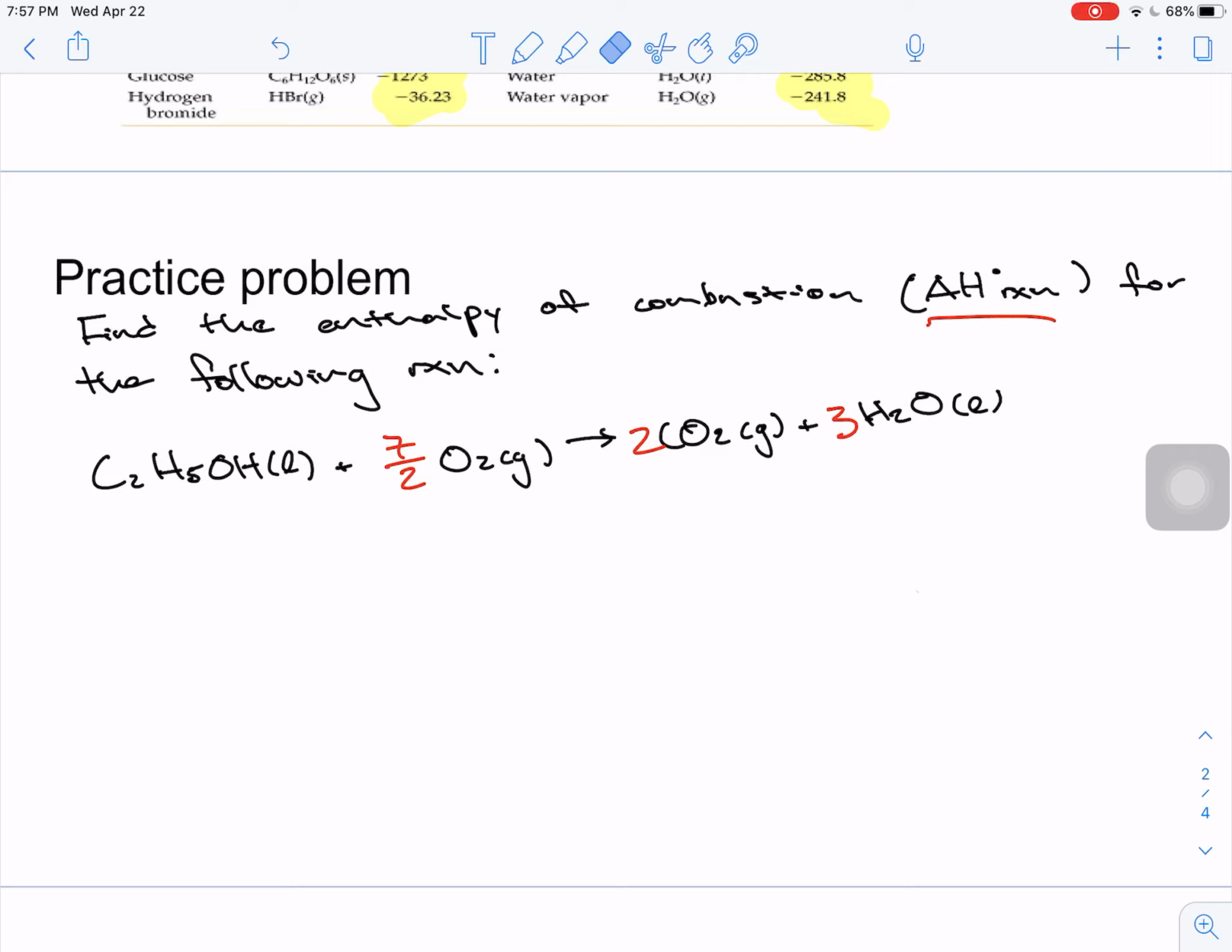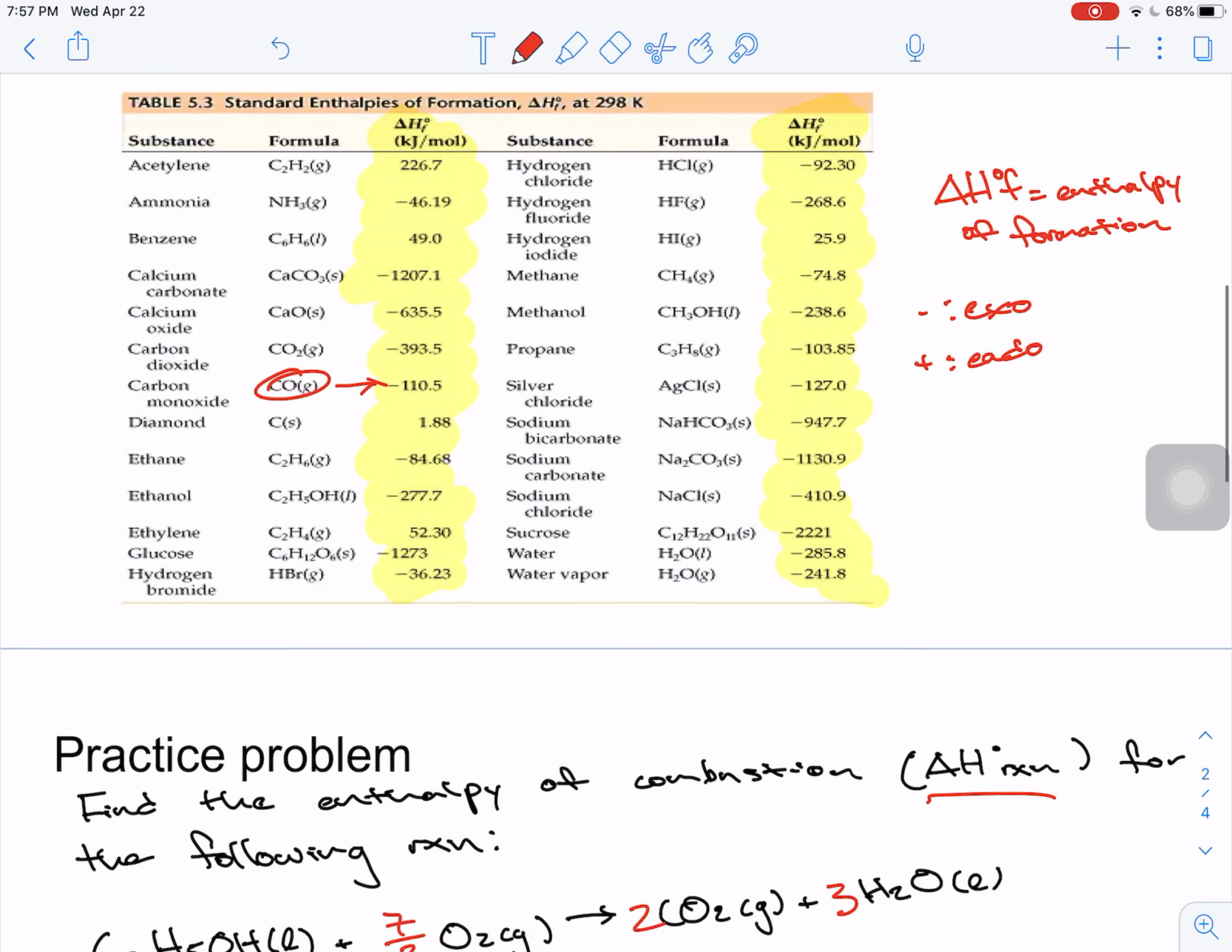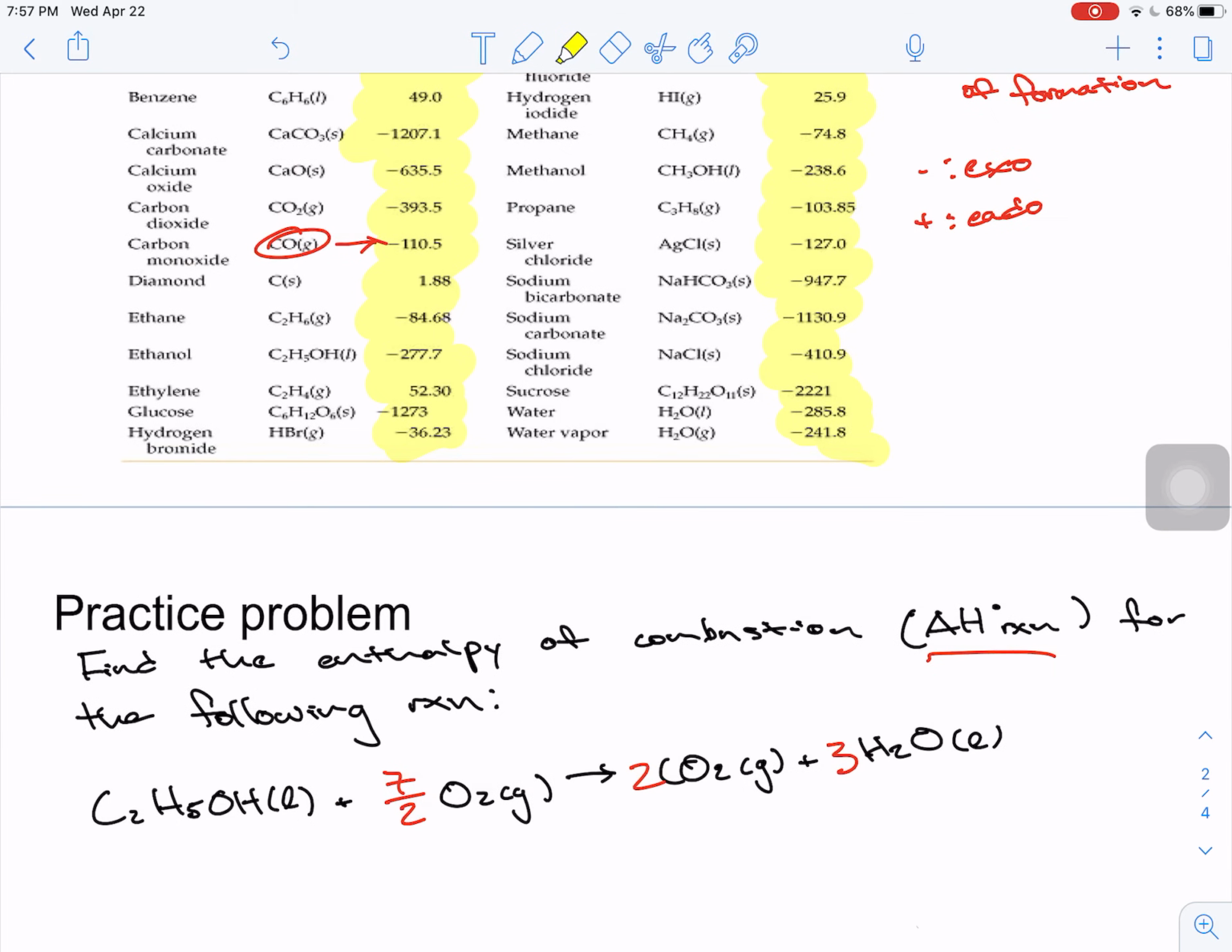So we have our balanced equation. The next thing we need to do is go up, look at our table, and find the enthalpy of formation for all of our products and reactants. And if we add up all those enthalpies of products and reactants, we'll get the total enthalpy of the reaction, or the enthalpy of combustion.